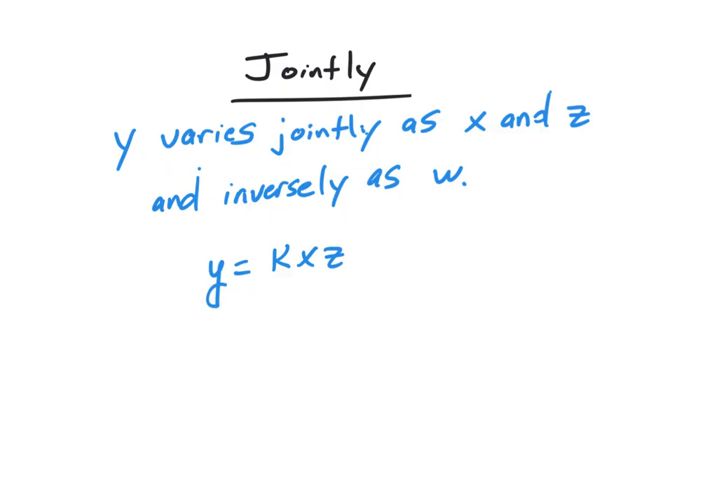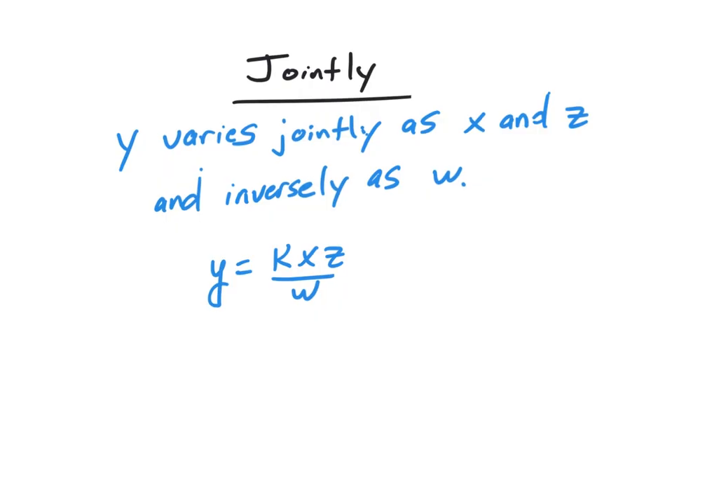And then inverse means we're going to divide. So we're going to take this and divide by W. W goes on bottom. Okay, so jointly means we're multiplying more than one variable together. Inversely is just another way of saying we're going to divide by whatever the variable we have. So that's my original equation. So it's a joint and inverse at the same time.